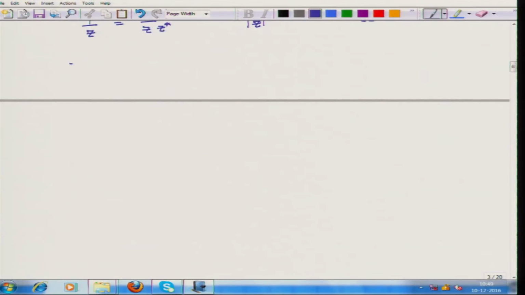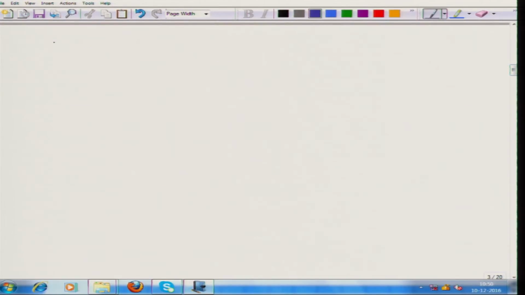Finally, we will write e to the power of j pi over 2 equals j, e to the power of j pi equals minus 1, e to the power of 3j pi over 2 equals minus j, and 1 over j equals e to the power of minus j pi over 2, and this is same as e to the power of 3j pi over 2, and it is also equal to minus j.